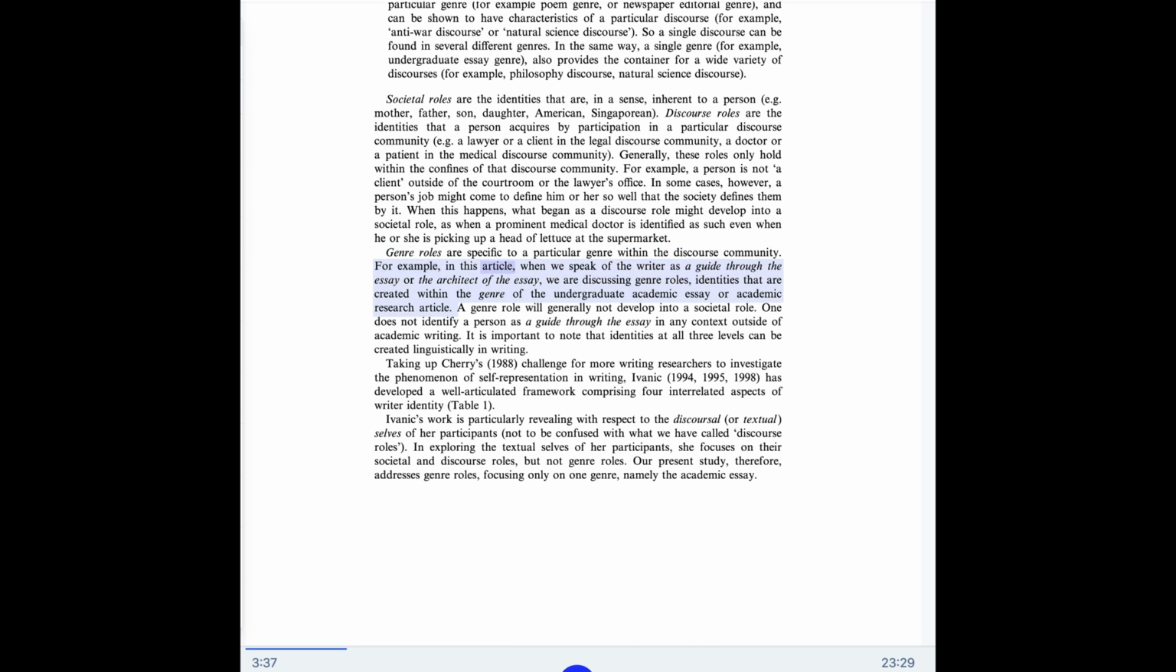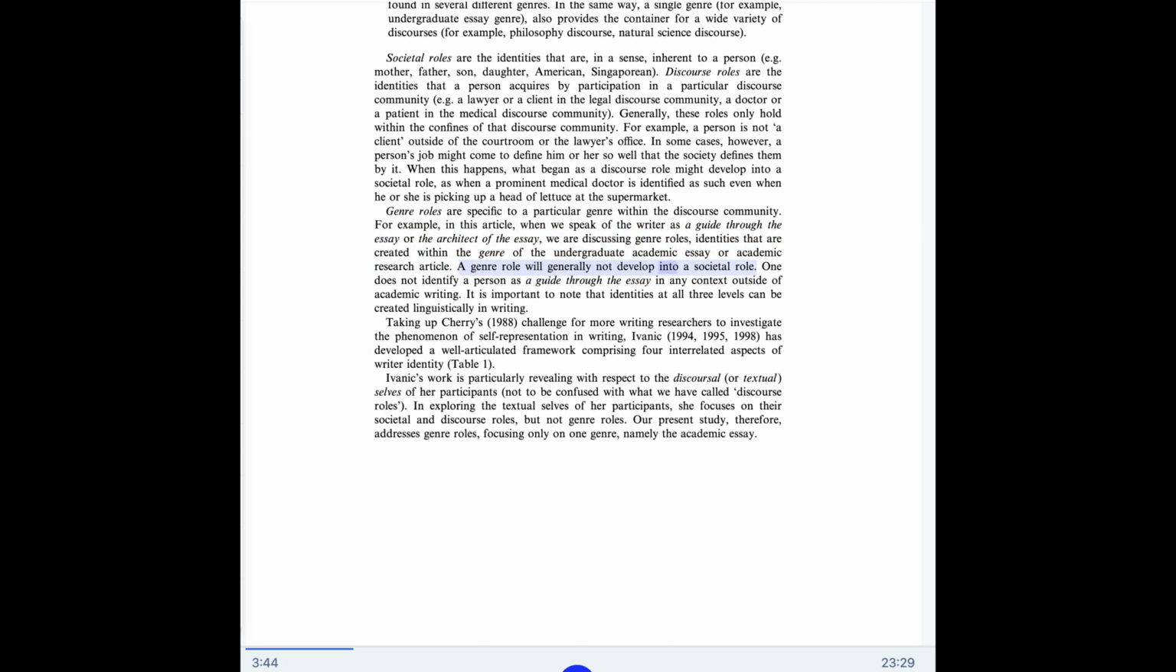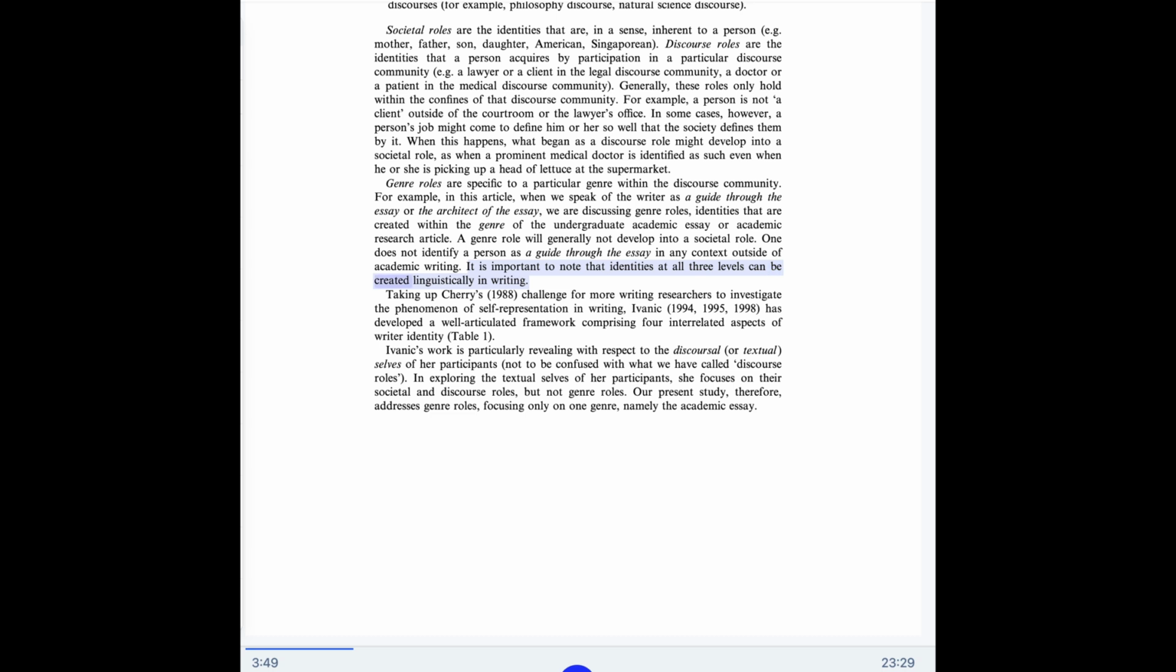For example, in this article, when we speak of the writer as a guide through the essay or the architect of the essay, we are discussing genre roles, identities that are created within the genre of the undergraduate academic essay or academic research article. A genre role will generally not develop into a societal role. One does not identify a person as a guide through the essay in any context outside of academic writing. It is important to note that identities at all three levels can be created linguistically in writing.